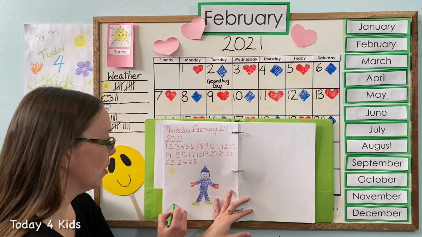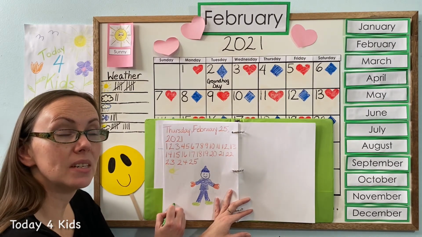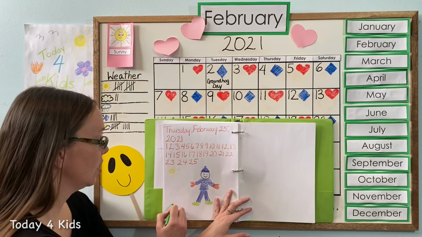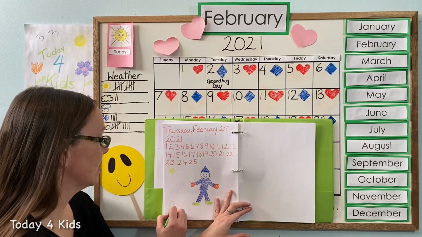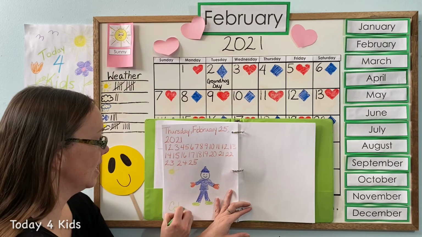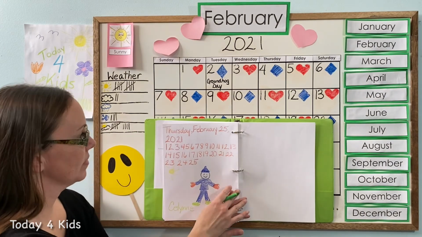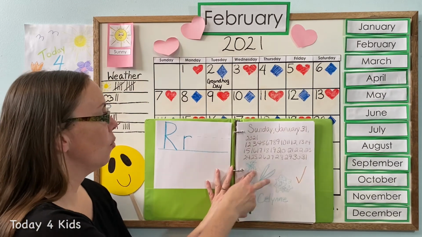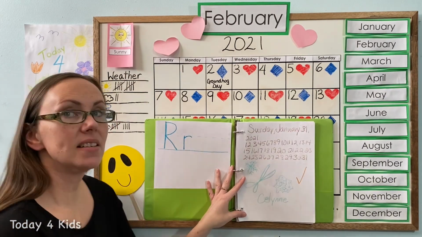I'm going to put my name at the bottom, and you can practice printing your name while I'm printing my name as well. Make sure you put a capital at the beginning of your name because it's very important. Your name is very important. Capital C-E-L-Y-N-N-E. And if you don't know how to make all these letters, you can practice just by making one letter a day. So we practice the letter R.